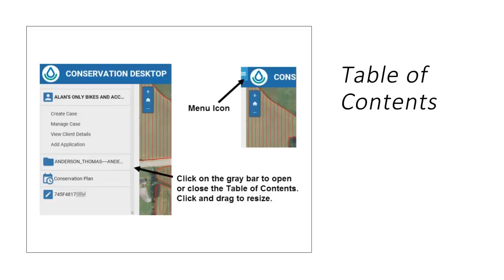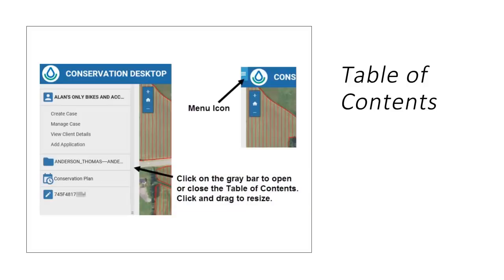The Conservation Desktop table of contents is displayed on the left side of the application window. If you have a client, case file, practice schedule, or agreement open in Conservation Desktop, these items will be displayed in the table of contents. To expand or minimize the table of contents, click on the darker gray bar at the right of the table of contents. Click and drag on this bar to resize the table of contents.